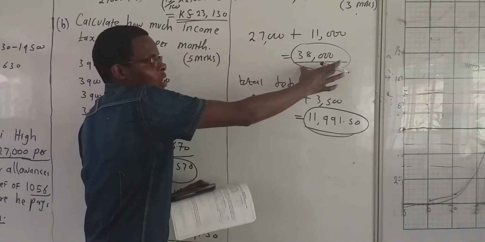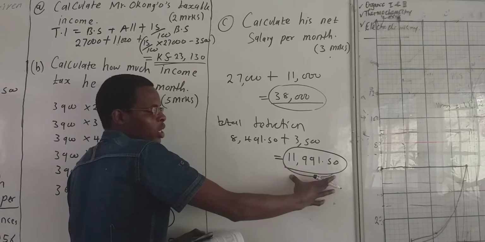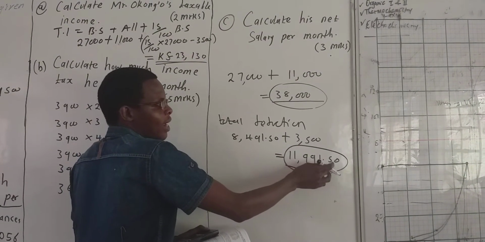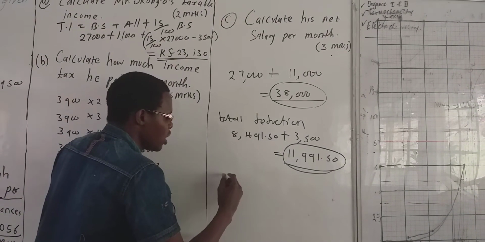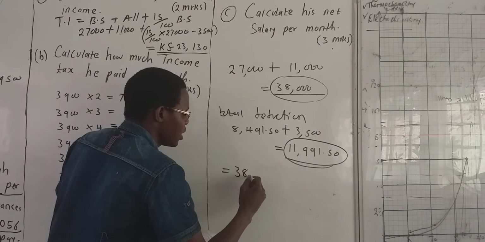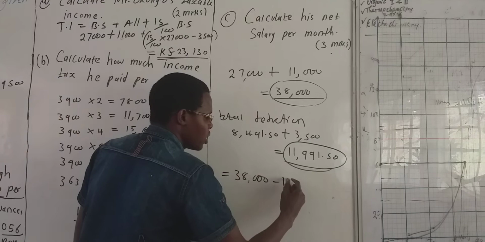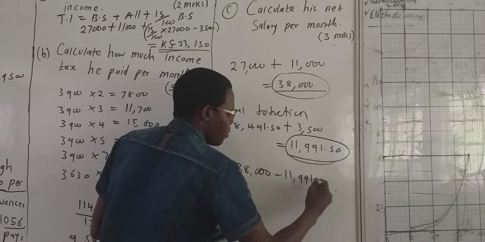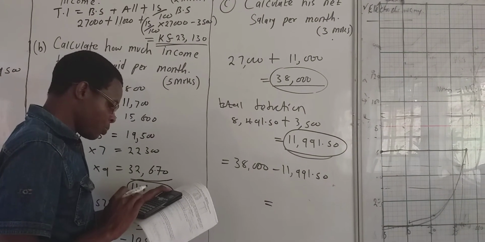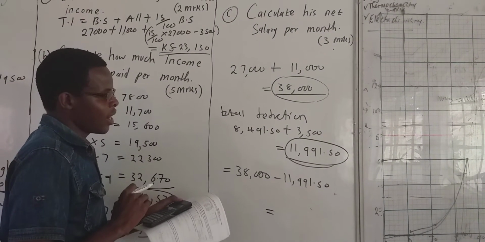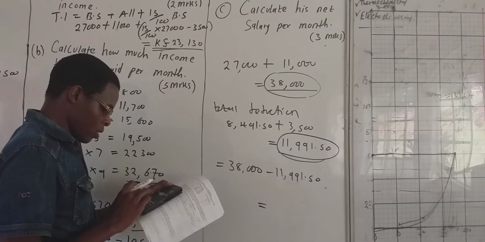Our basic salary plus allowances is giving us a summation of 38,000. Then you minus the total deduction, which is 11,991.50. So our net salary for this Mr. Okomo is going to be basic salary plus allowances, which is 38,000, then minus the total deduction, which is 11,991.50, which is going to give us a summation of how much? 38,000 minus 11,991.50.